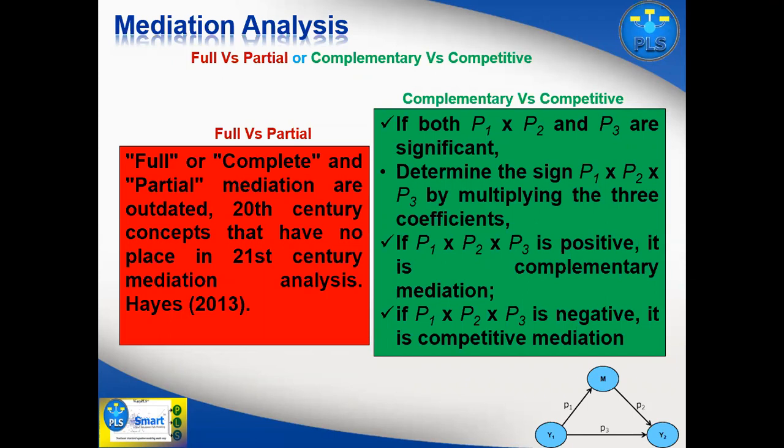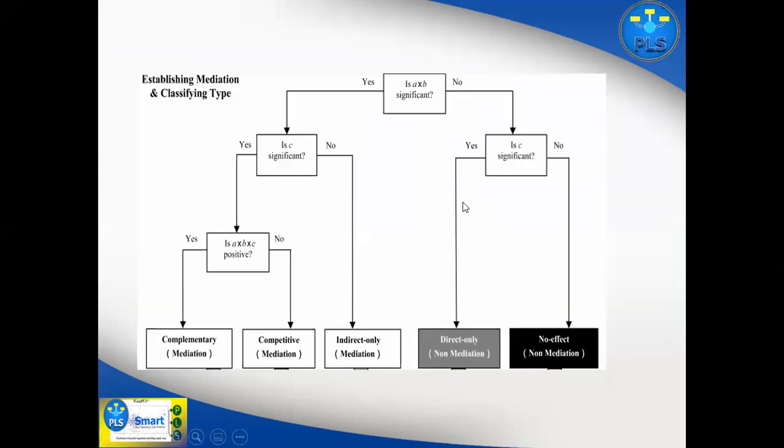In the case of Baron and Kenny, you don't need any competitive or complementary. They all have to be positive: positive, positive, positive. So that is why they say it need not be taken into account any longer. So this is one of the diagrams that you should understand.